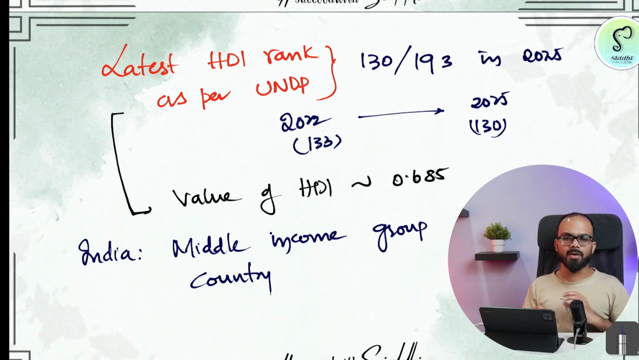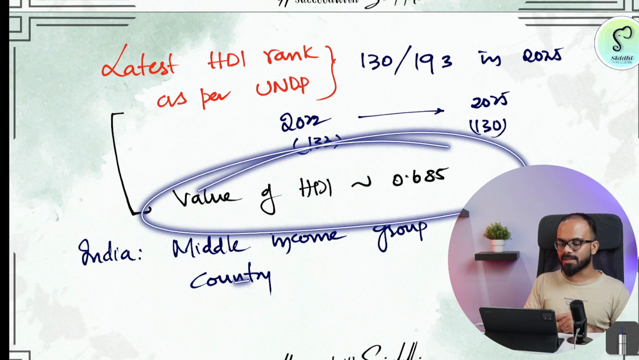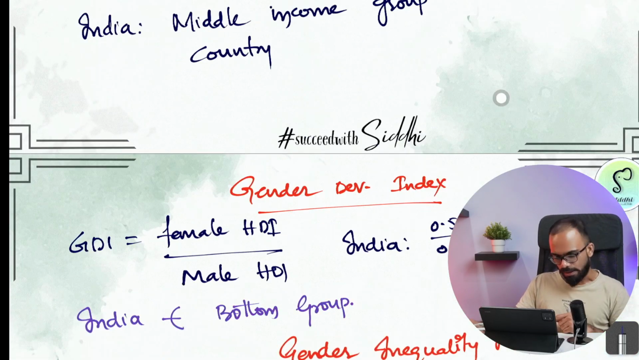And as I told you, all these indices must be taken with a pinch of salt, because there is a lot of slow brainwashing kind of activity that goes on when these indices are prepared. Based on these indices, India is placed in the middle income group of countries.